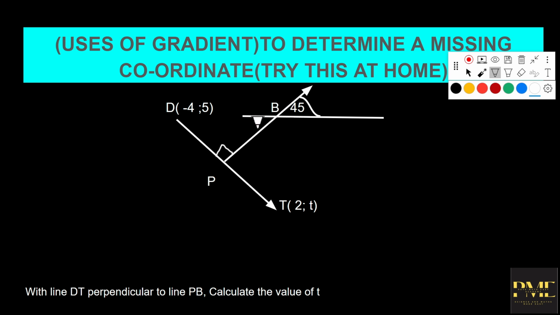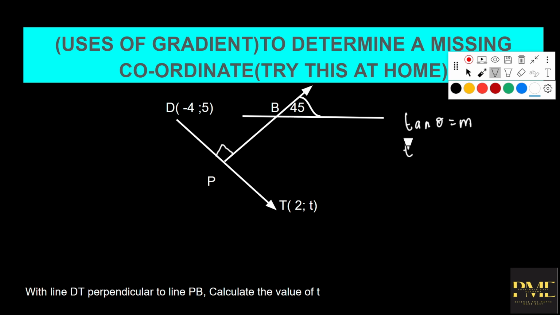But then here's another problem. For line PB we are not given the gradient, number 2 we don't have coordinates, and number 3 we don't have the equation of line PB. But however, we have the angle of inclination made by PB with the horizontal. So remember that tan theta is equal to the gradient. And in this case, our theta is 45. So since we know it is 45, we substitute it there and therefore calculate the gradient of line PB.